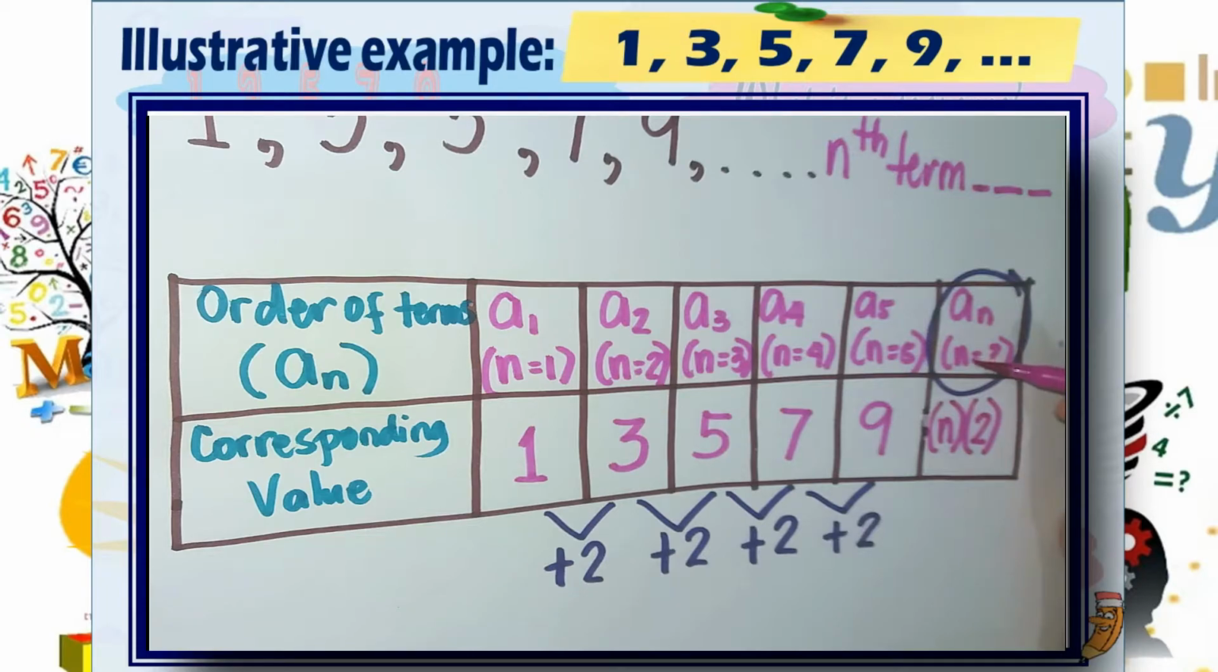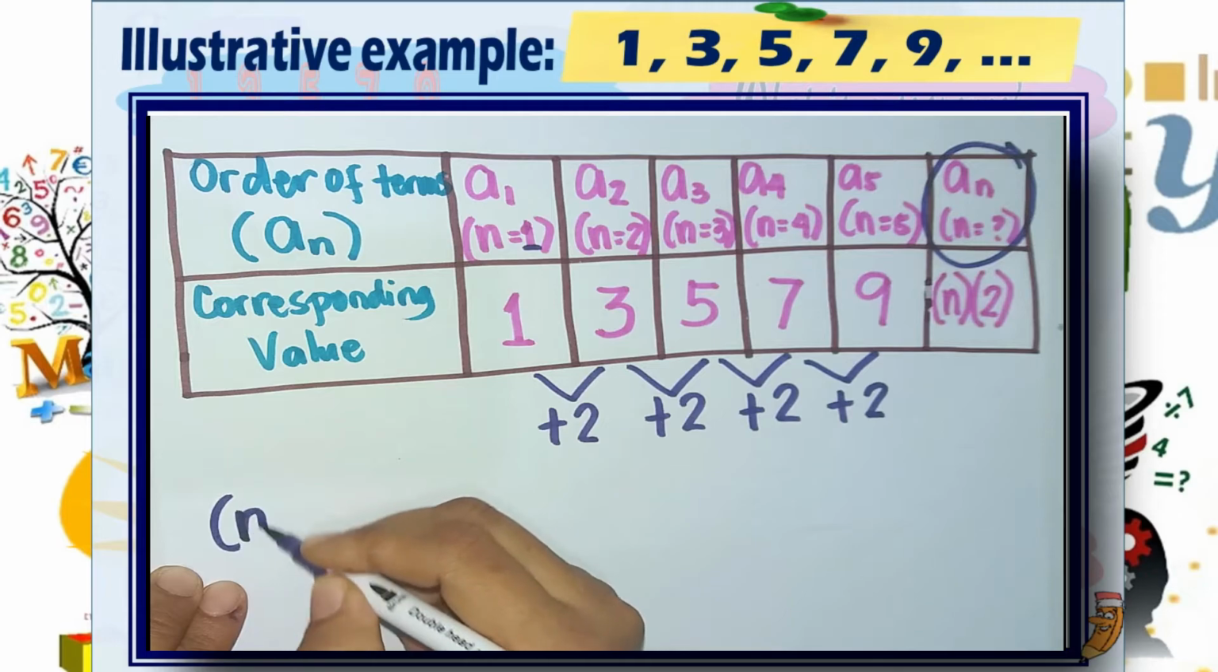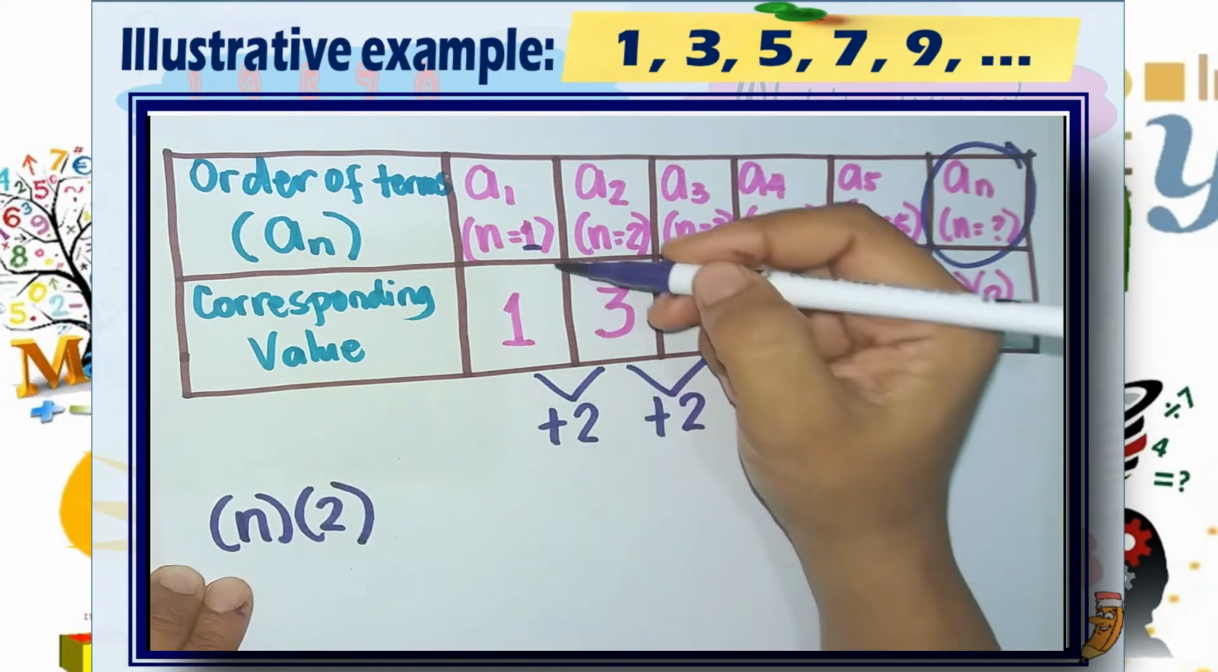where n refers to the order of term. It's times 2 because we keep repeatedly adding 2's. So the faster way of adding is to multiply. So here is the formula. N times 2. Let's start with the first term.